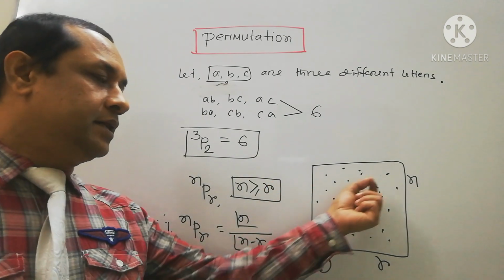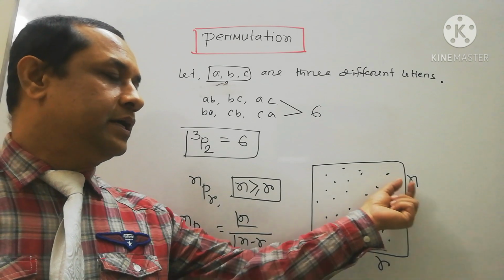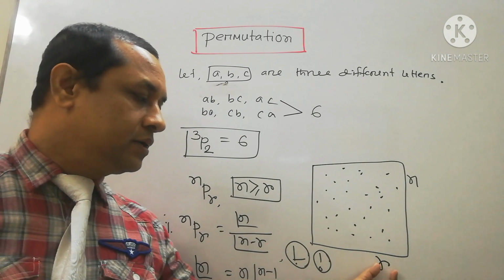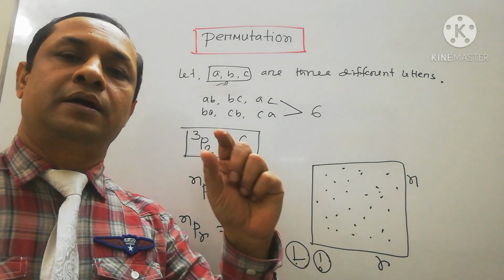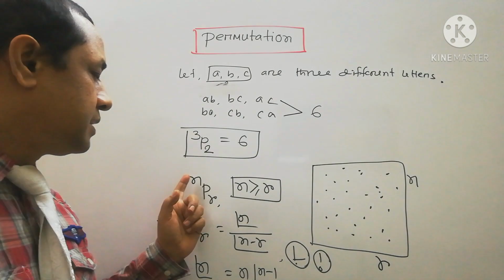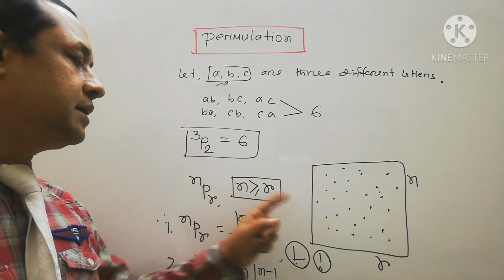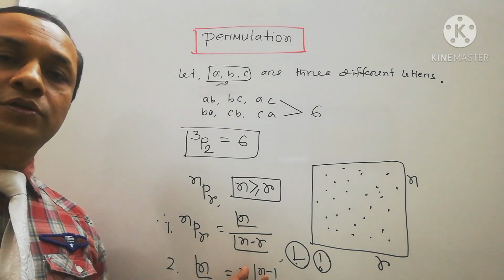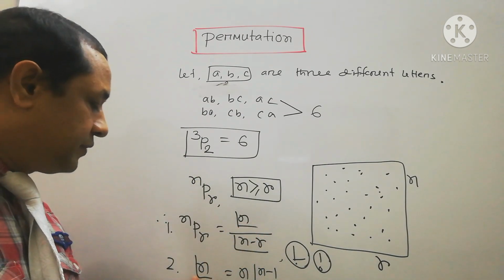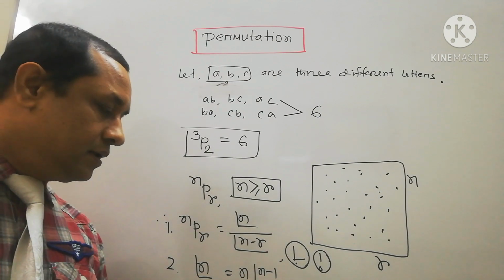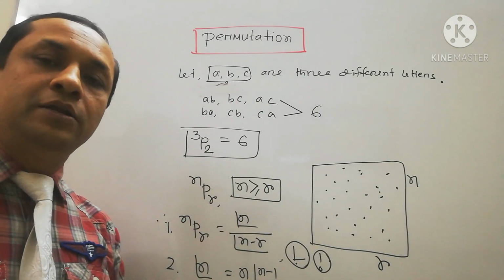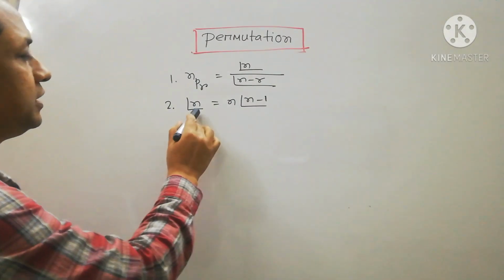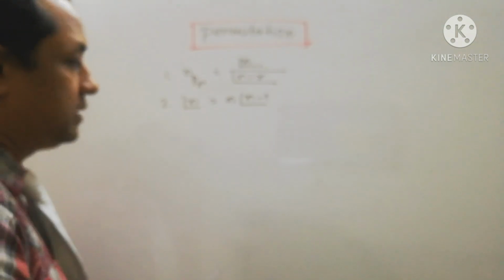Now here there are n different balls and we take r different balls at a time. So we can write nPr, here n greater than or equal to r, and nPr equals factorial n by factorial n minus r, and factorial n equals n into factorial n minus 1. Students, factorial n equals n into factorial n minus 1.